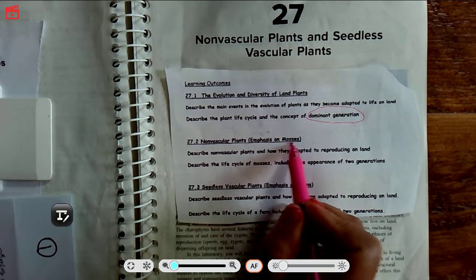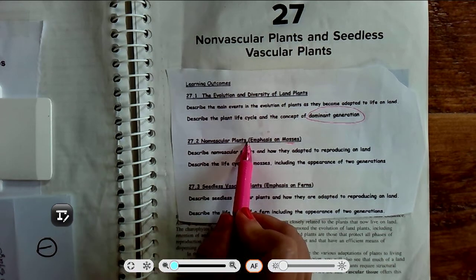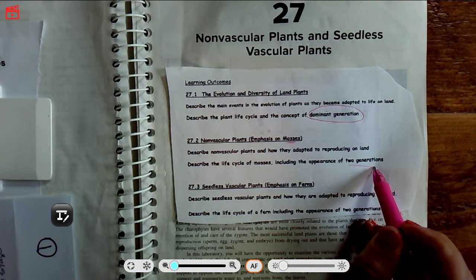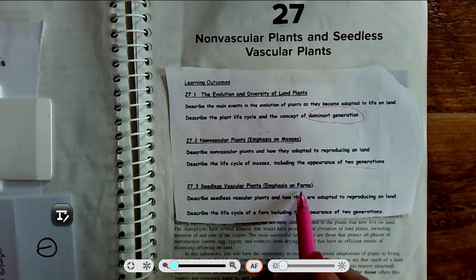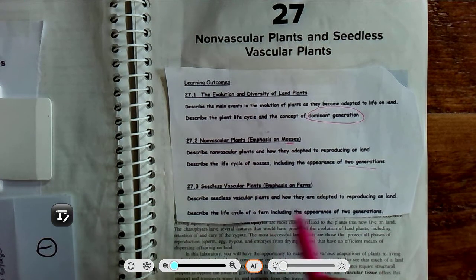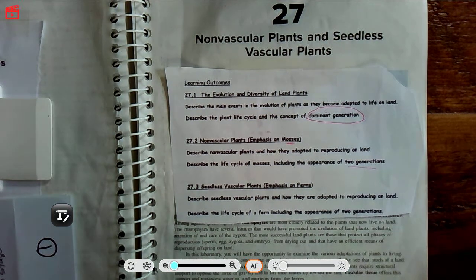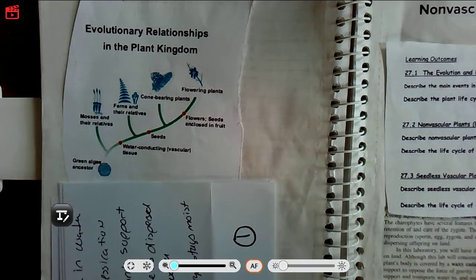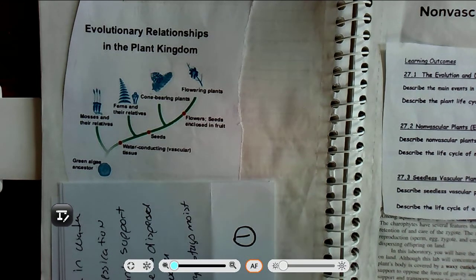We'll spend some time on the mosses, again, our non-vascular plants, how they're adapted to land, and the appearance of two generations. And we'll also be looking at ferns and how they adapted to reproducing on land, and again, the two generations. Let's start out by looking at a simple phylogenetic tree to show the evolutionary relationships.